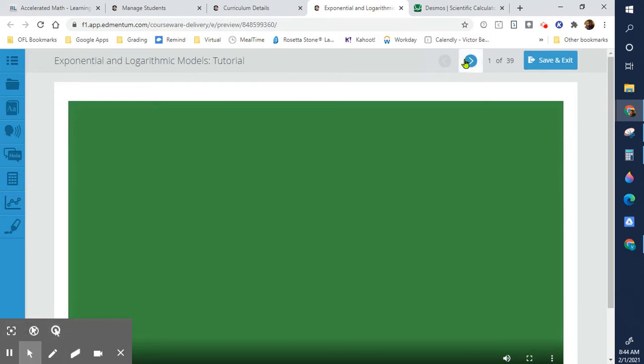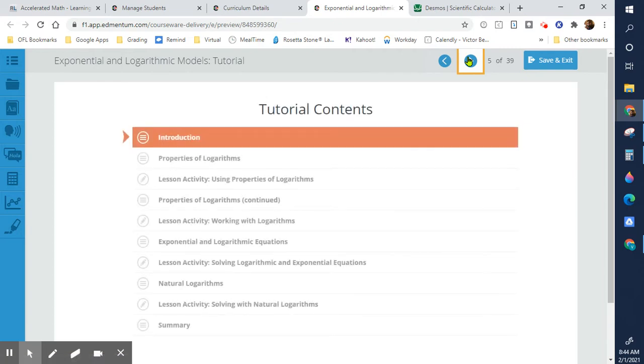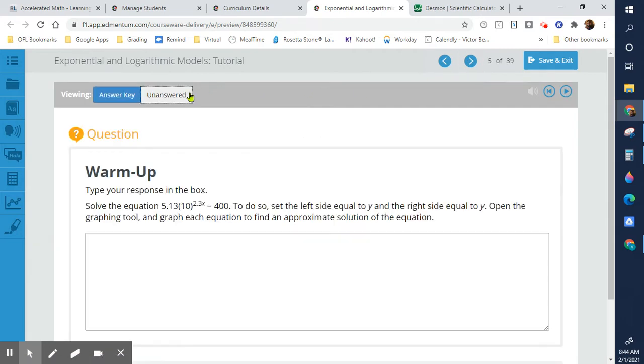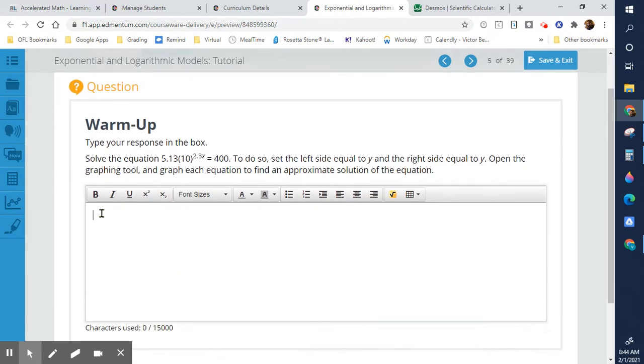All right, so moving on, let's get started here. All right, so we're going to do a warm-up exercise. So this says solve this equation.